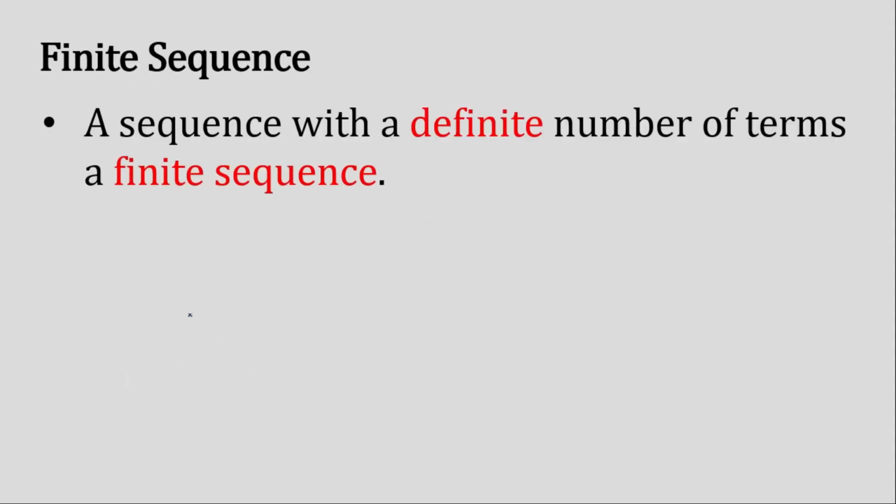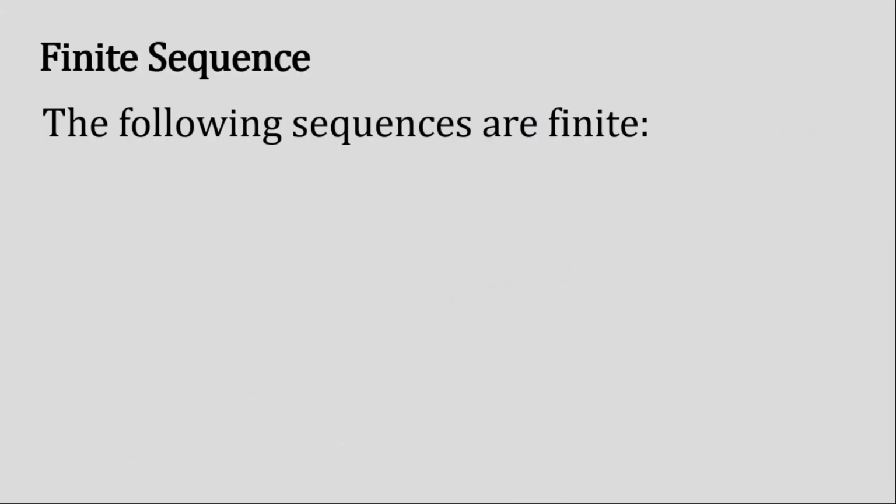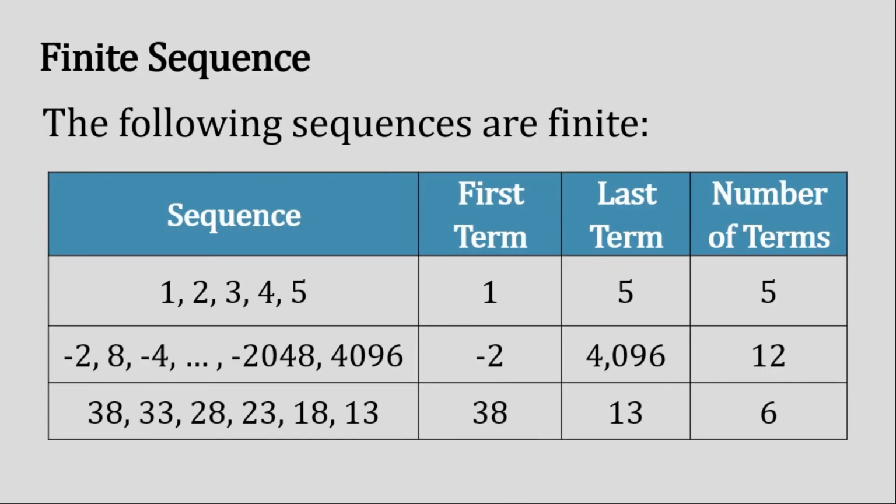A sequence with a definite number of terms is a finite sequence, meaning we can count the number of terms in this sequence. It has an n. For the sequence 3, 6, 9, and 12, this sequence has 4 terms. Therefore, it is a finite sequence. The following sequences are finite. The sequence 1, 2, 3, 4, 5 has a first term of 1 and a last term of 5.